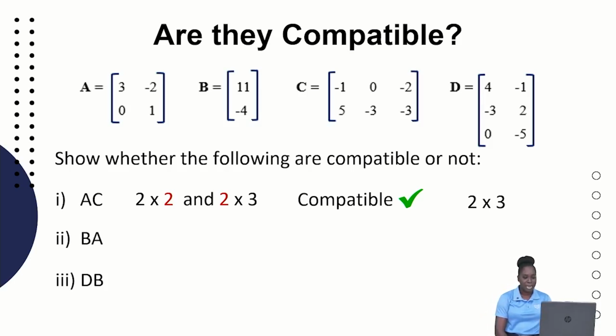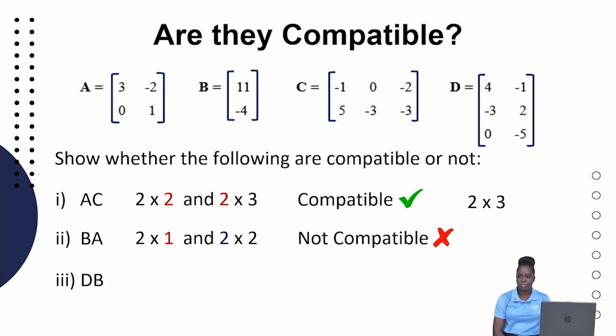Let's look at BA. Matrix B is a 2 by 1 matrix, and matrix A is a 2 by 2 matrix. Would they be compatible? No, they would not. And that is because the number of columns in the first matrix does not match the number of rows in the second matrix.